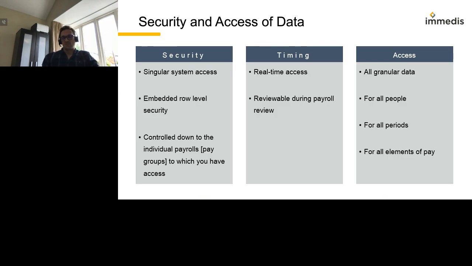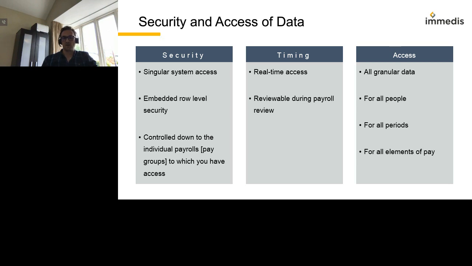In terms of the things to really think about in that aspect of data, singular system access is important. So you're not having to separately secure and manage data in a data warehouse. It's all completely self-contained within the Immedis platform, and the security model is inherited. So whatever security we apply, whether that's single sign-on with multi-factor authentication, the same applies to the analytics platform. It's a component of the Immedis platform. The embedded row-level security is physically impossible to bypass.